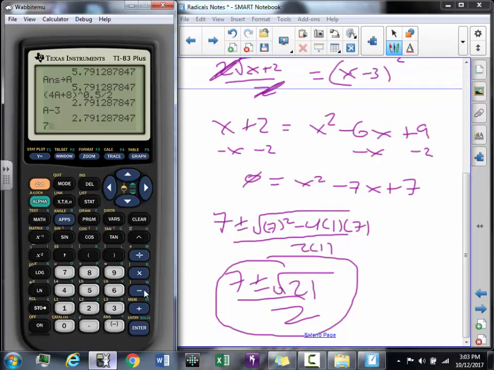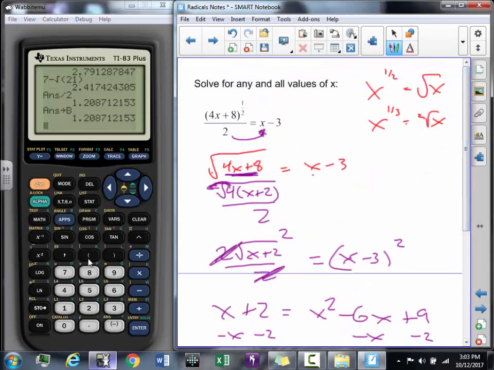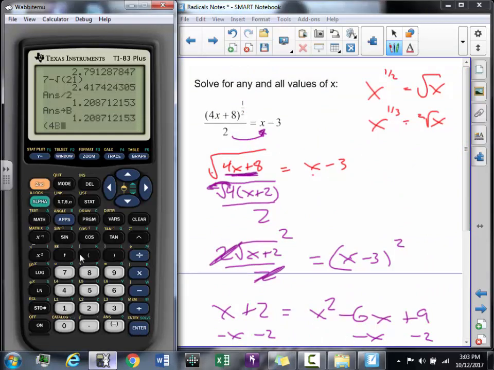It was 7 minus root 21 divided by 2. I'll store that one as letter B, and then let's do the same thing. 4 times B plus 8 all to the power of a half divided by 2. And then if I take B and I minus 3, are they equal to each other? You guys able to follow what I was doing there? I was checking my work.